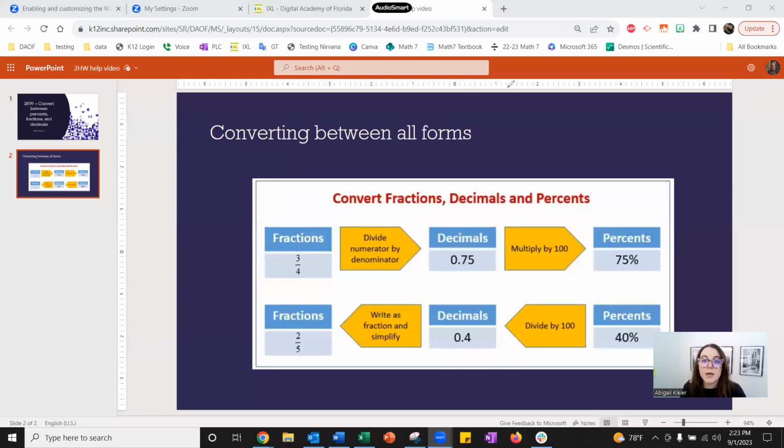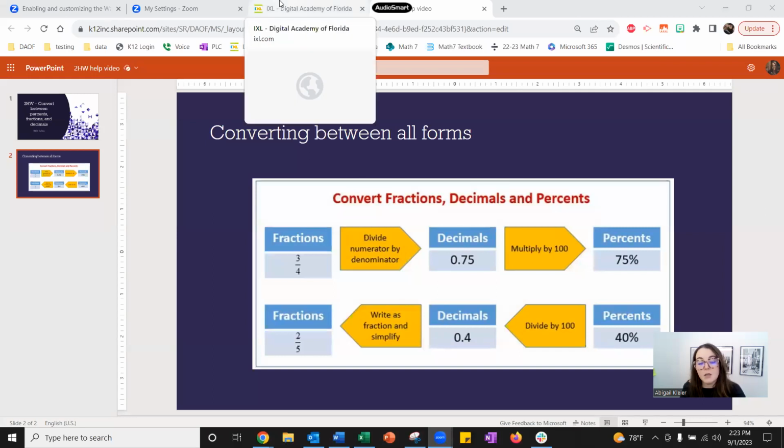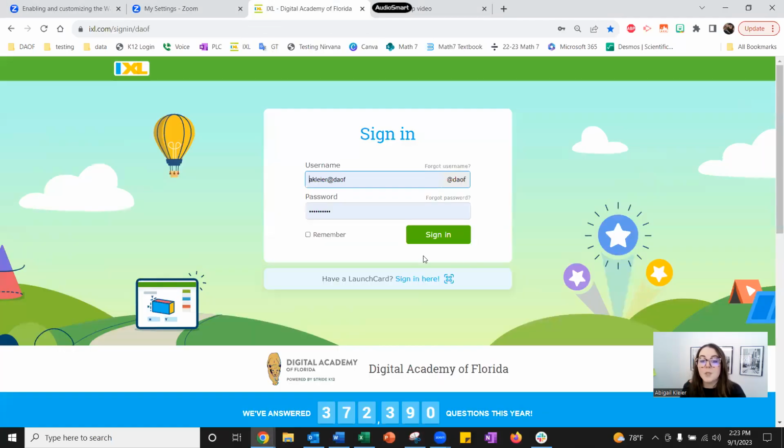What I'm going to do now is I'm going to sign into IXL and I'm going to show you the skill. So when you're getting signed into IXL, please, please, please make sure that you are using the correct website. You have to be able to see the Digital Academy in your link. You can also see it with the @ sign here. Again, if you do not see Digital Academy when signing in, that means your teacher cannot see your work. So go ahead and click sign in.